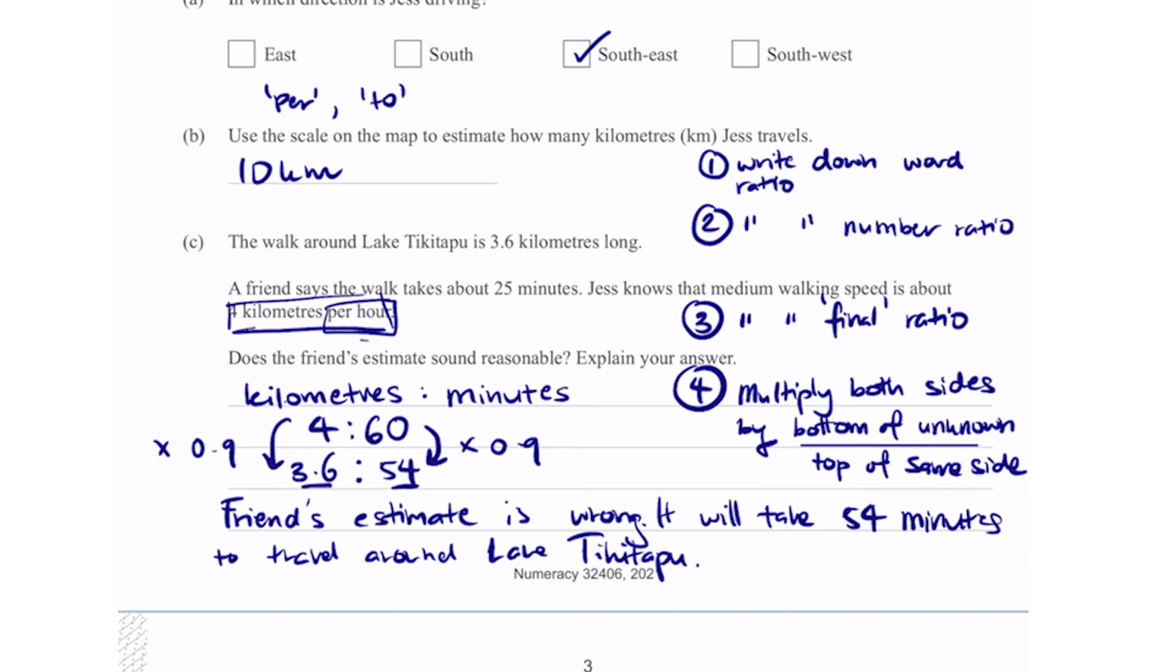Right, and so that is how essentially we can approach any of our number questions using ratios. We first write down the word ratio, we write down the number ratio, we write down our unknown or final ratio, what we're trying to get to. And then we need to multiply both sides by the bottom of the unknown divided by the top of that same side. And I'll show you another example in the next question of what that means.